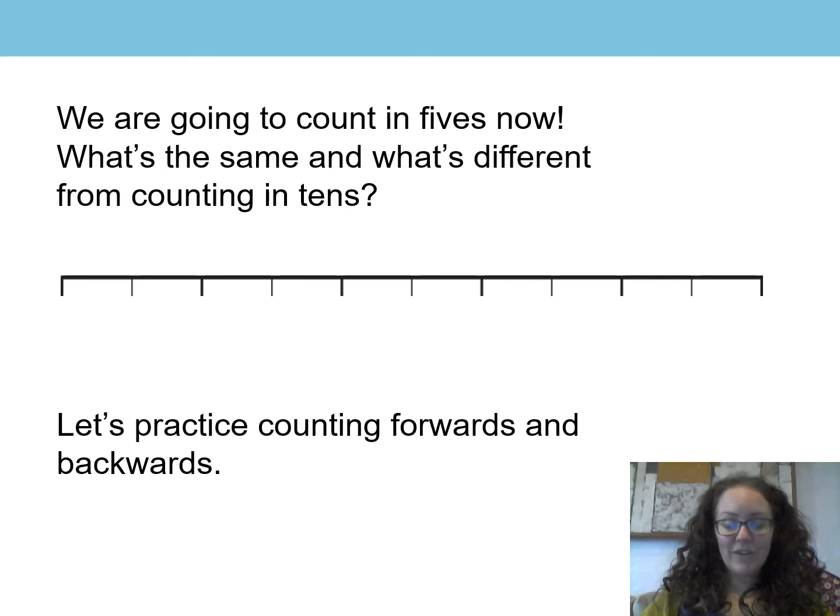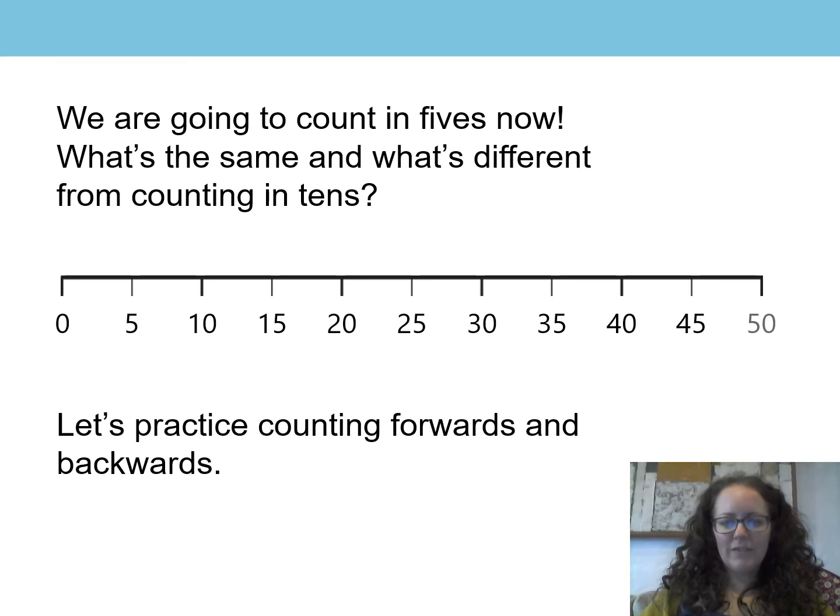We're going to count in fives now. So how many hands am I going to put? Am I going to put up both hands? No, just one each time. Okay, let's have a look. 0, 5, 10, 15, 20, 25, 30, 35, 40, 45, 50.